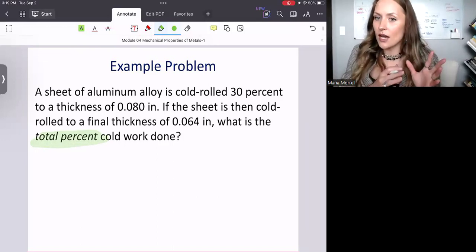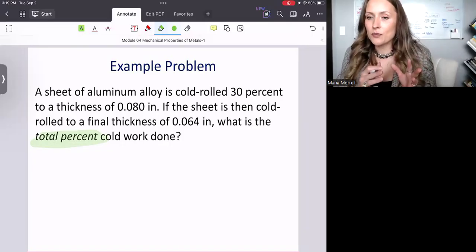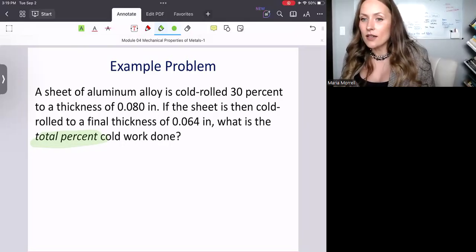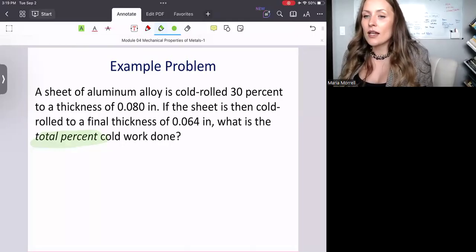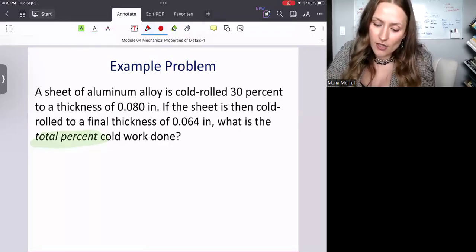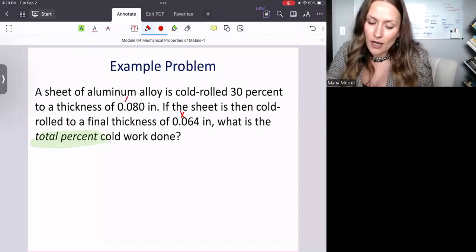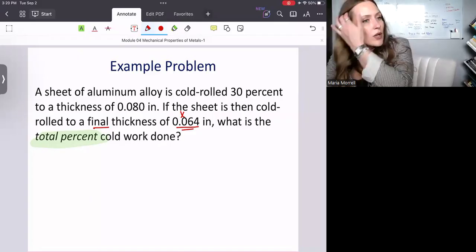I begin with something where I don't know the initial thickness. But I know that once I applied 30%, I arrived at 0.08. Then I apply an unknown amount of work and I arrive at the final thickness. So if this is my final thickness, this is going to be my intermediate thickness. Why don't I put it as x_i, and here it actually won't even matter, but keep in mind that the final thickness is going to be right here. So what is the proper way to do that?